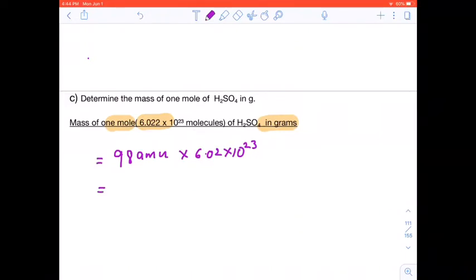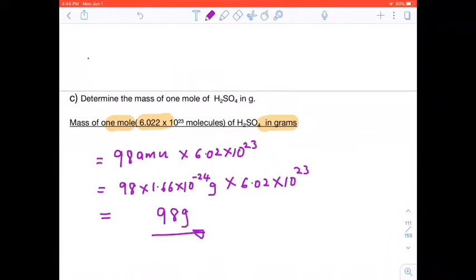Which would mean I've got 98 AMU times 1.66 times 10 to the minus 24 grams times 6.02 times 10 to the 23 molecules of it. And what does this give me? This actually gives me 98 grams. There you have it. So look at this.